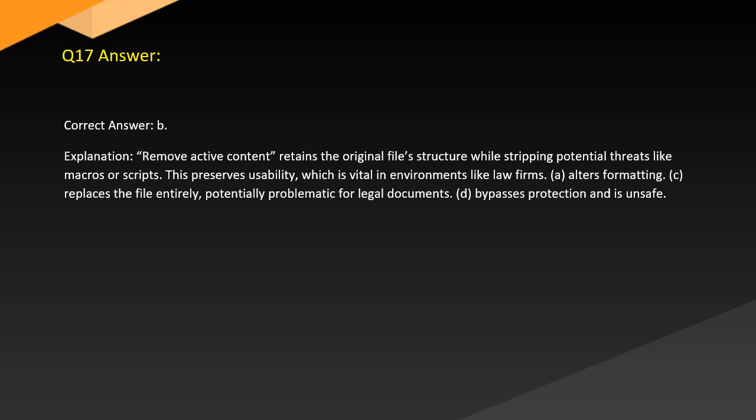Answer. Correct answer: B. Explanation: Remove active content retains the original file structure while stripping potential threats like macros or scripts. This preserves usability, which is vital in environments like law firms. A alters formatting. C replaces the file entirely, potentially problematic for legal documents. D bypasses protection and is unsafe.